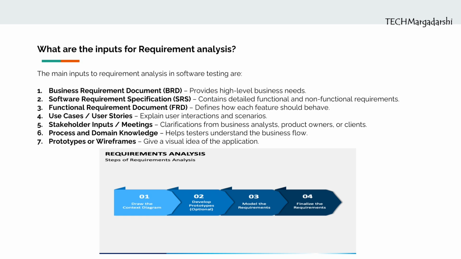We also use the functional requirement document, which explains how each feature should behave. Use cases or user stories help us understand user interactions and different scenarios. Additionally, inputs are also gathered from stakeholder discussions, product owners, or business analysts to clear any ambiguities. Understanding the process and domain knowledge is equally important for testers to validate requirements effectively. Finally, prototypes or wireframes serve as visual inputs to understand the application's look and flow.